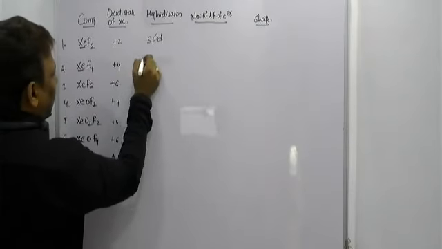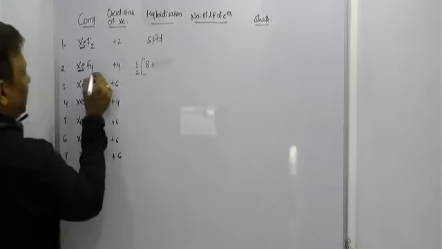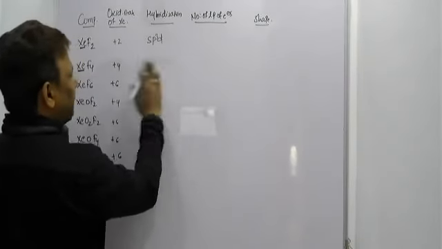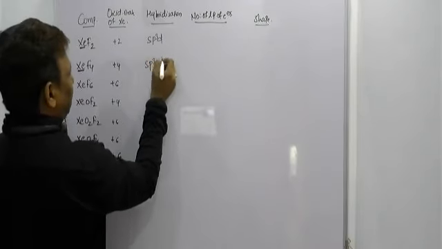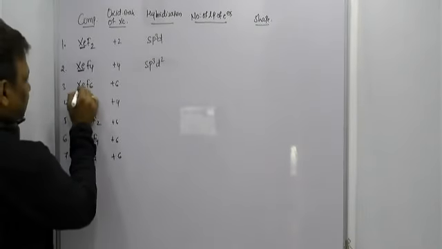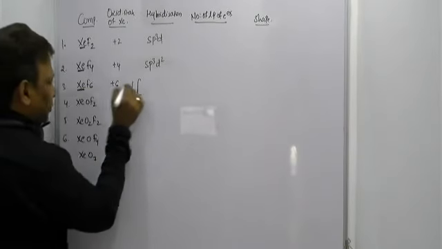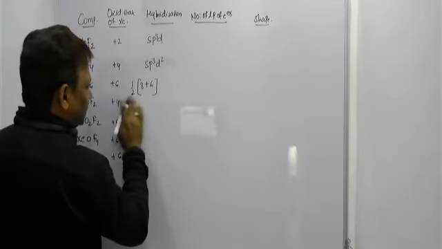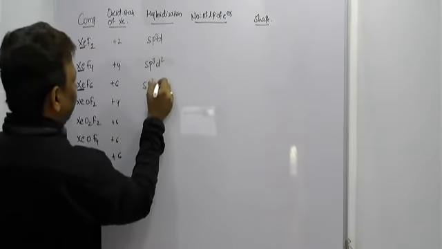Beta, 1 by 2. Number of electrons in the valence shell of xenon is 8 plus monovalent 4. 8 plus 4, 12. 12 by 2, 6. Z value 6. It becomes sp3d2: 3 plus 2, 5 plus 1, 6. In this case, beta, xenon, see here, 1 by 2. Number of electrons in the valence shell of xenon how many? 8 plus monovalent how many? 6. Beta, 8 plus 6, 14. 14 by 2 becomes what? 7.